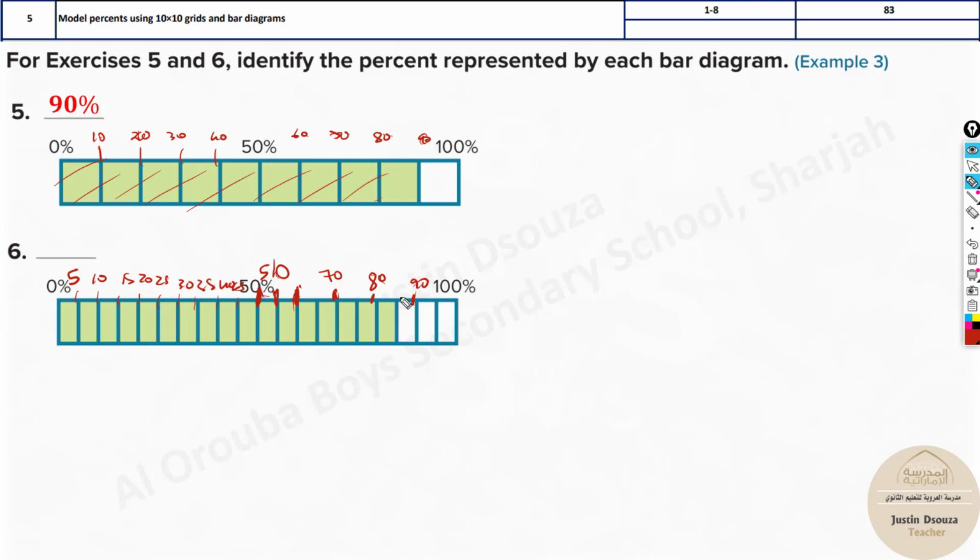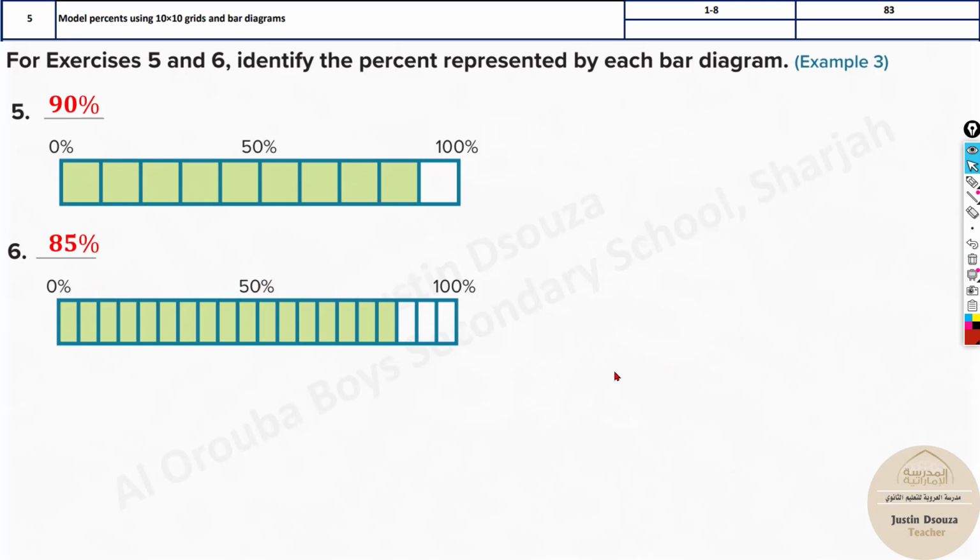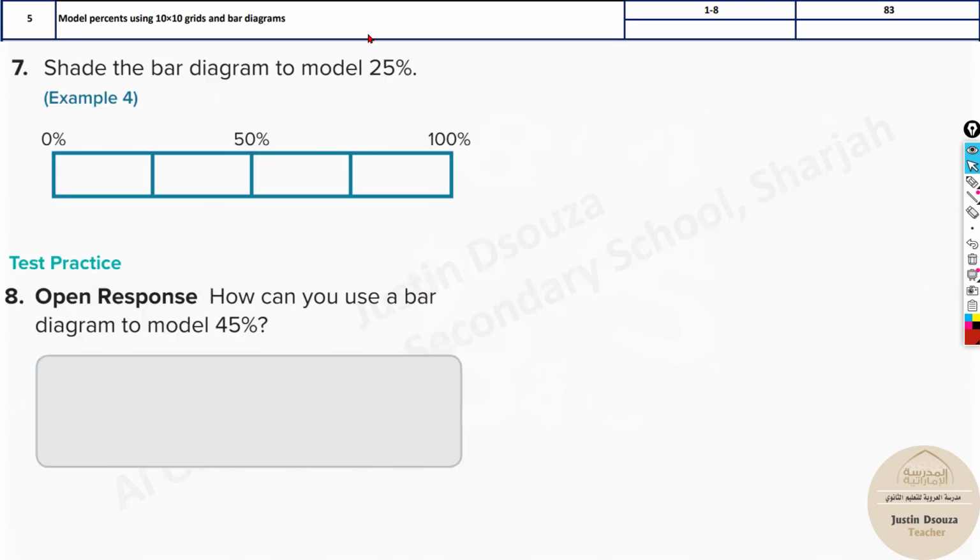This is 90. In the middle of 80 and 90 is 85. So the answer is 85. If you count 5, 10, 15, you will get 85%. That's the answer. And now we have the last 2 problems here.